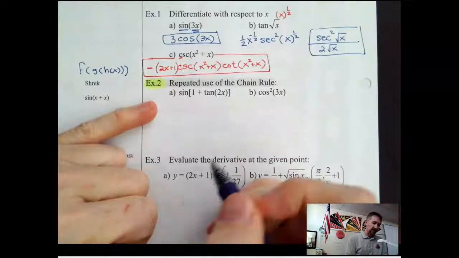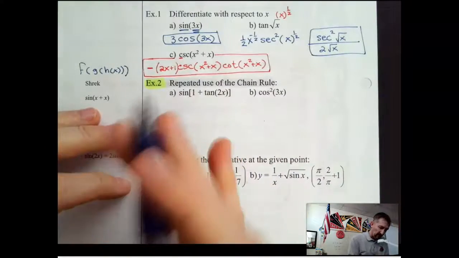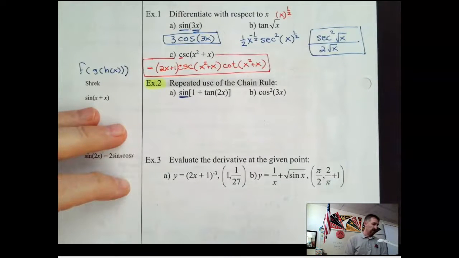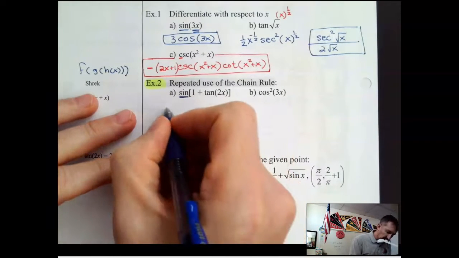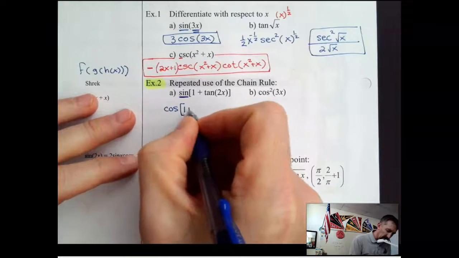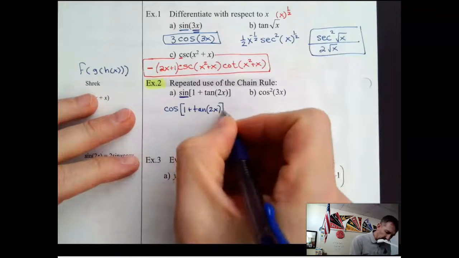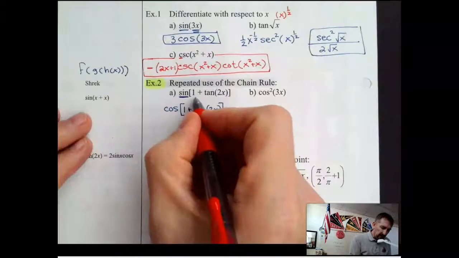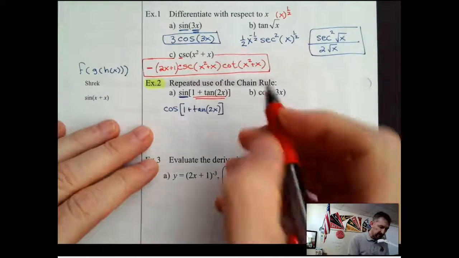So that's what's happening here. We have multiple layers, and I'm going to have this on some tests, repeated use of the chain rule. We're going to have to break it down layer by layer. The outside layer here is sine, and the derivative of sine is cosine. So we're going to go cosine, and then write all that stuff: 1 plus tangent of 2x. So there's layer 1. I can even color code this if you want. Layer 2 is right here. So now I need to take the derivative of that.